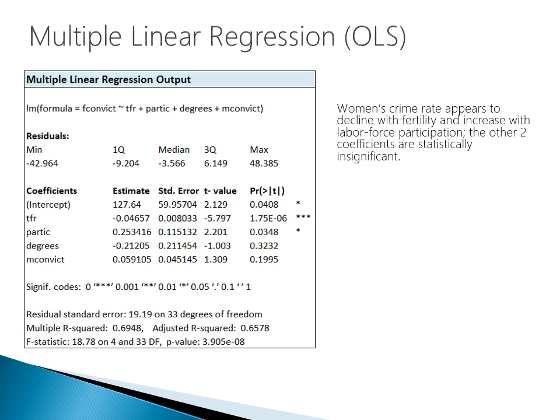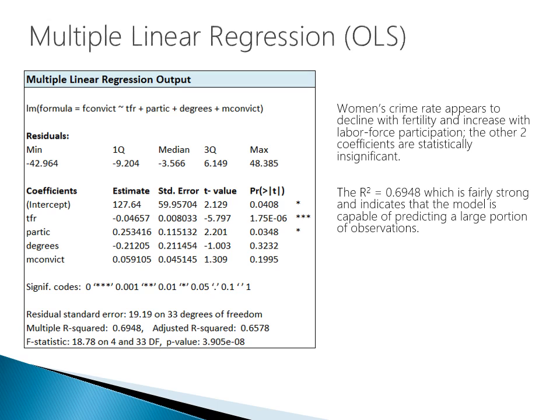So let's first run a multiple linear regression. When we run this, the women's crime rate appears to decline with fertility and increase with labor force participation. The other two coefficients are statistically insignificant. The R-squared metric shows 0.6948, which is a fairly strong value and indicates that the model is capable of predicting a large portion of observations. If you want to understand what these metrics mean, please go through the OLS tutorial earlier on regression analysis.